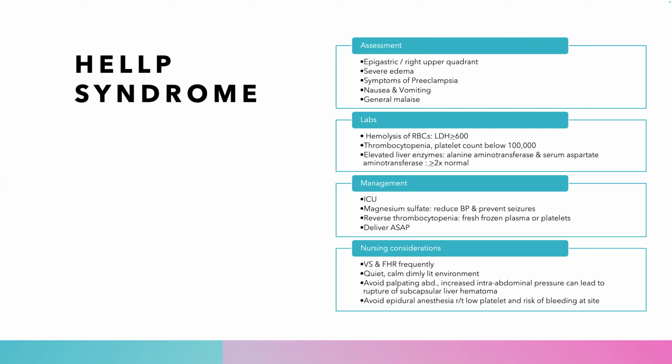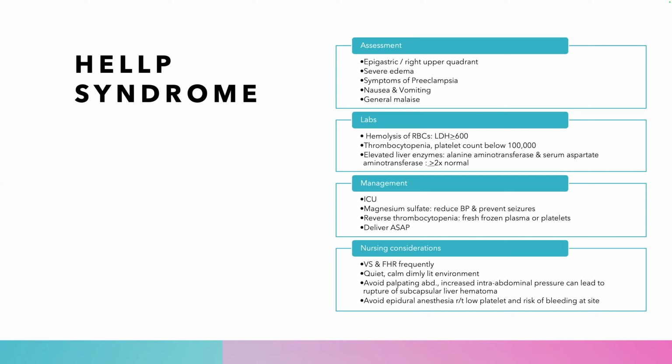These patients will have thrombocytopenia. That is one of the characteristics of this, low platelets. So they will have platelets below 100,000, and then they will have elevated liver enzymes. So that's what it stands for: hemolysis, elevated liver enzymes, low platelets. The ALT and the AST will be greater than 2 times the normal.